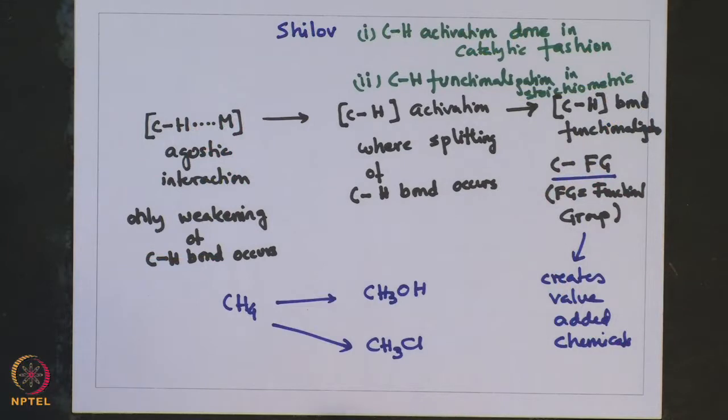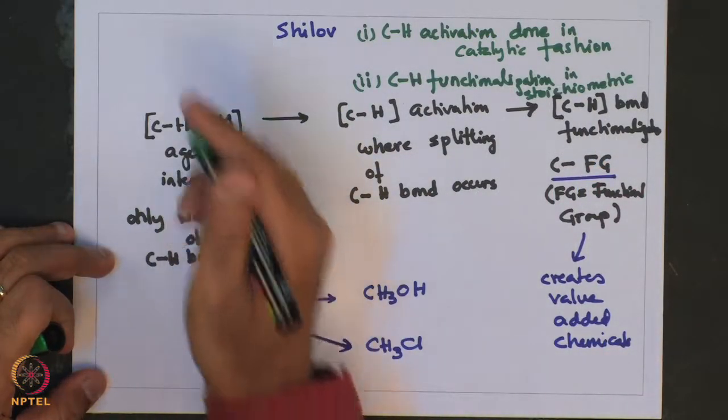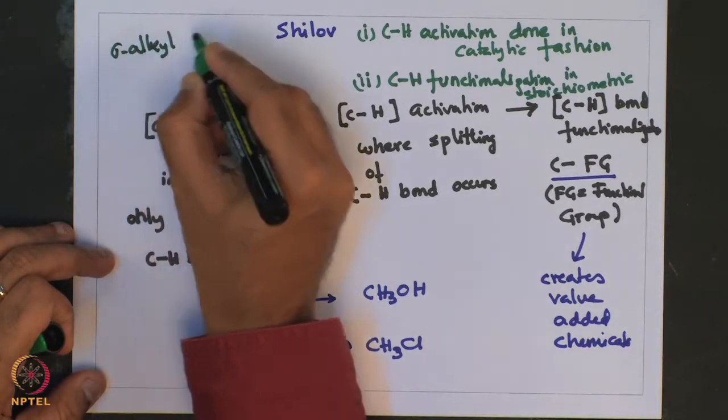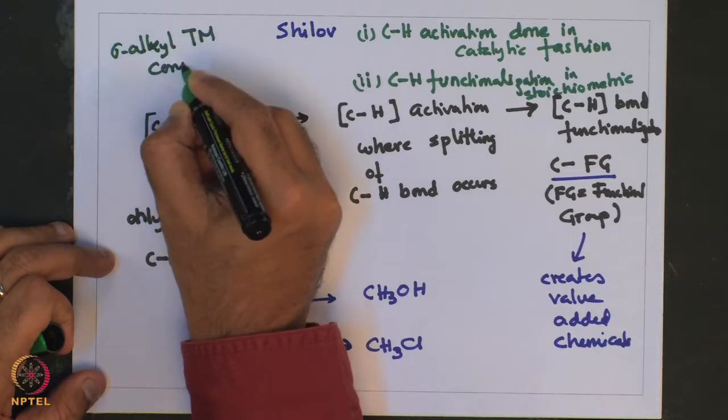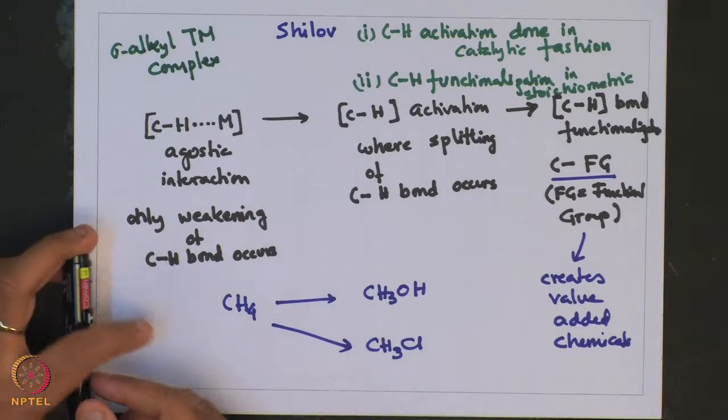Now, before we do that, let us focus on the initial stages of the reaction, which is about agostic interaction, which can be defined as alkane metal complex, or similar to this interaction there can be sigma alkyl transition metal complex, which would also initiate CH activation reaction.